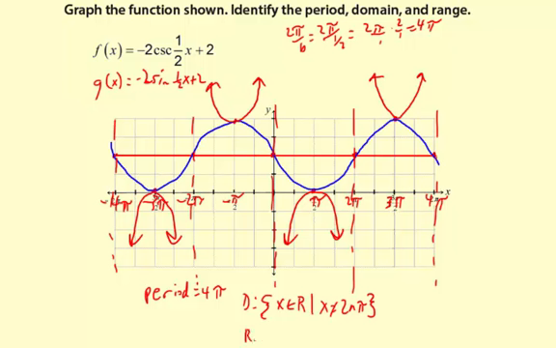So for the range, we're going to use interval notation. Negative infinity, comma, and it goes all the way up to 0 is the max there. And we put the square bracket because it is including 0. Union with 4, comma, infinity.